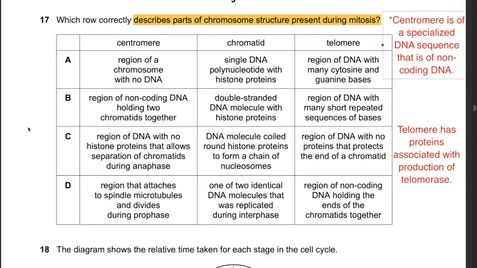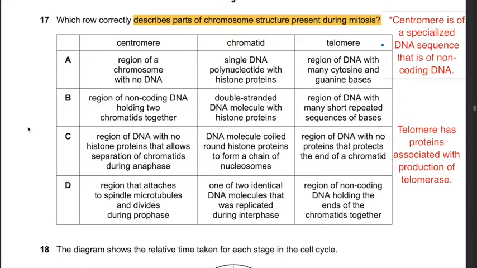Question 17. Which row correctly describes parts of chromosome structure present during mitosis? They have given the columns as centromere, chromatid, telomere. Now, centromere is a region where there are no genes and has a region of non-coding DNA, as well as it holds two chromatids together. Chromatid contains a DNA sequence coiled around histone proteins. Telomere has a protective function that protects the ends of a chromatid during DNA replication.